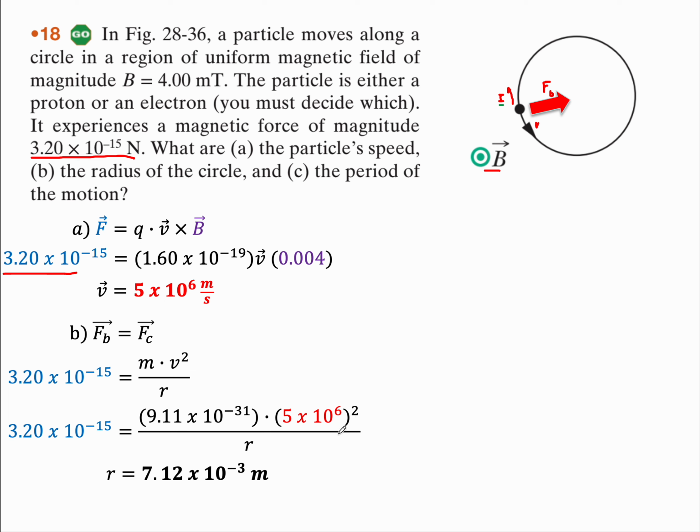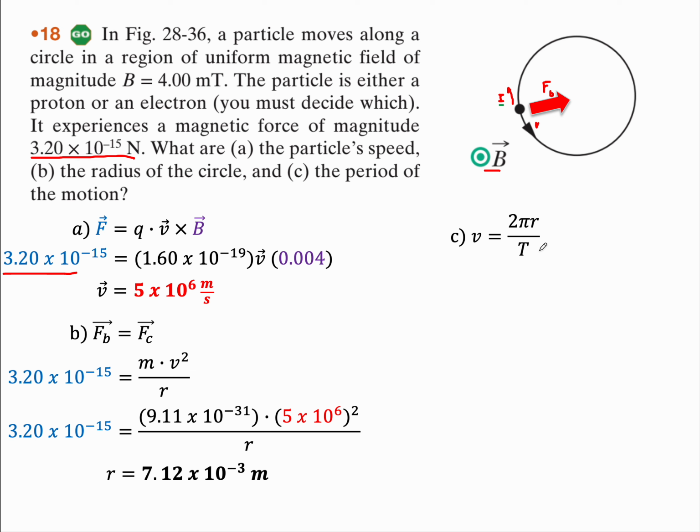Finally, part C, what's the period of the motion? Well, there's a couple of ways of doing this. I'm going to go with the simplest. Since we know velocity, velocity is just equal to distance over time. The distance it travels going around this circular path once is 2 pi r, the circumference of a circle, divided by the time it takes to go around once.